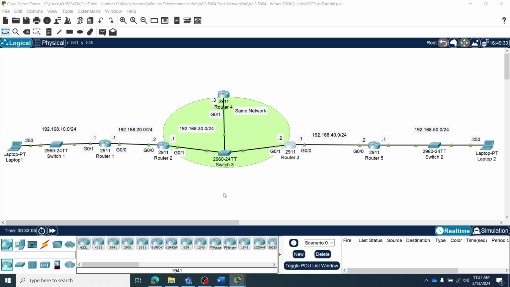So in this video we will see how we can configure OSPF on all of the routers. How we can configure an OSPF network. Okay, let's now configure OSPF, router by router.